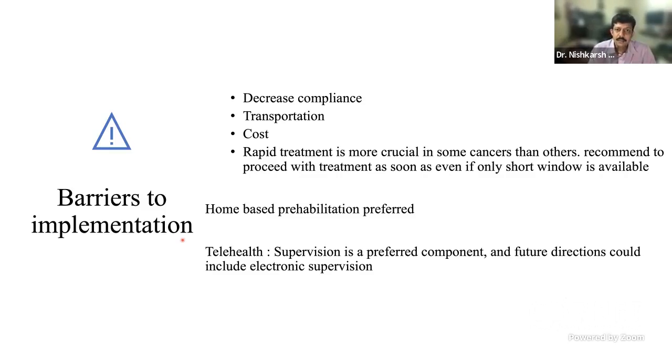The barriers are compliance of the patient. Patients come to the hospital from far-off places. People will come from throughout the country to select cancer centers. So transportation is an issue. There is a cost to it, the cost of transportation and of staying near the cancer center. And sometimes the cancer treatment is more crucial. So as I discussed earlier, the window of opportunity for prehabilitation is less, and so it may not be as effective. So home-based prehabilitation with supervision is the key, and that should be implemented.